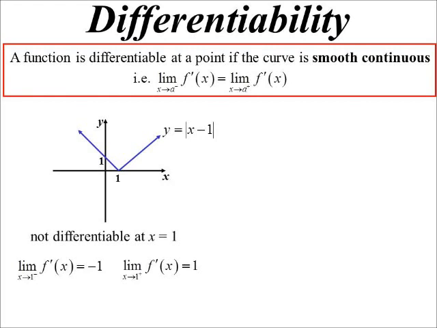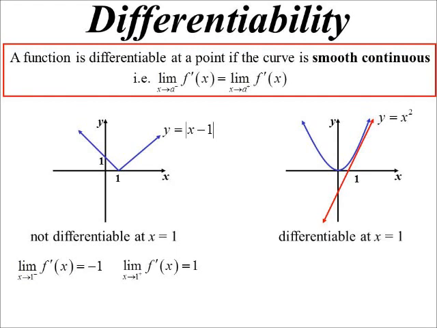So because those values are different, even if I didn't actually have the picture, I could look at the values and go, oh, well, that's not differentiable. Whereas, say, our standard parabola, at the same point, x equals 1, there is only one tangent I could draw, and whether I come at it from the left-hand side or the right-hand side, it's still going to be the same tangent. So it is differentiable at 1.